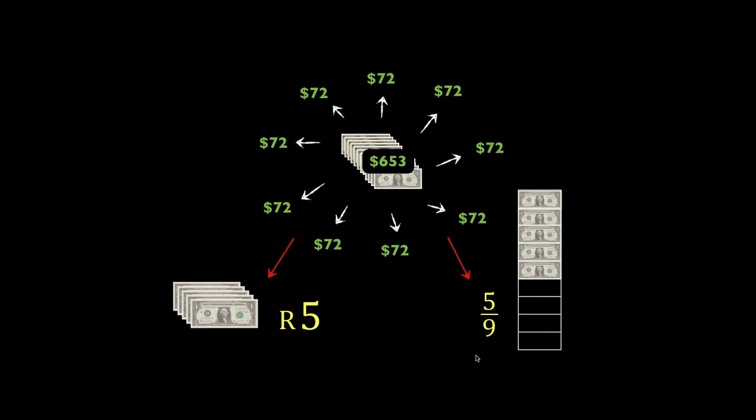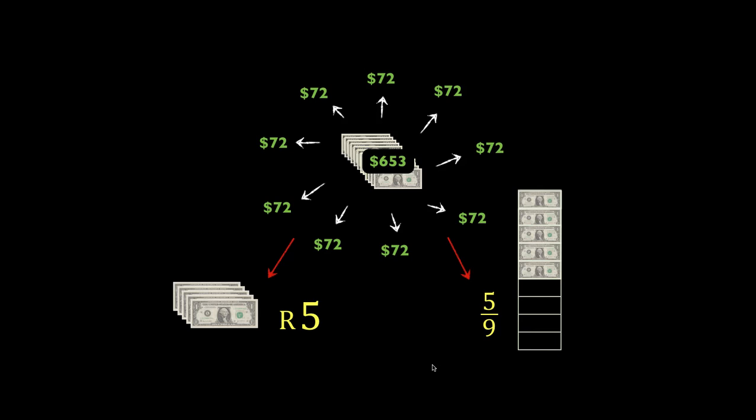Now, just really quickly to explain the fraction and why this works, the 5 represents the amount that is left over. The 9 represents the number we would need, in this case, the number of dollars we would need to go ahead and give each person another dollar, or make it 73. We don't have 9, but we have 5 out of the 9 that we would need. So that's where we get that fraction from.